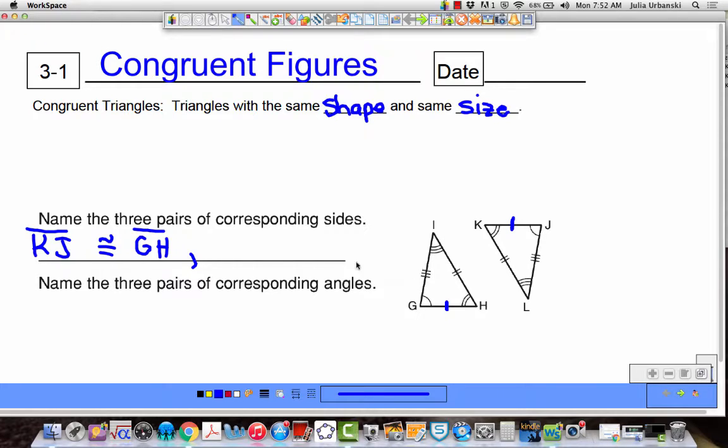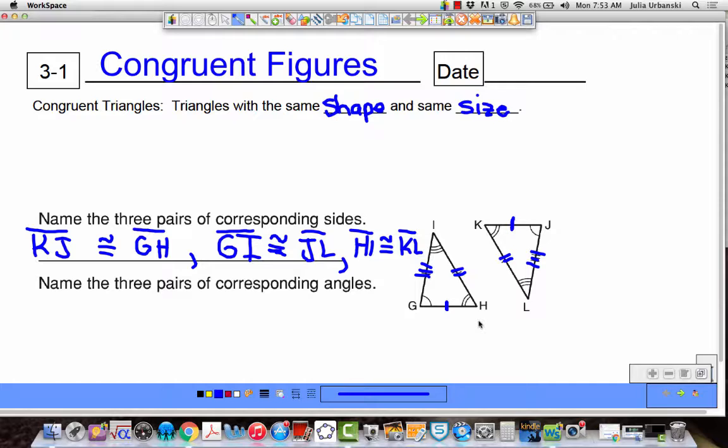GI has 3 markings. GI, 3 markings goes with. Which one over here is 3 markings? JL. And it doesn't matter which order you go in. You can say LJ. Alright, so we did these 2, so what's left? IH is congruent to KL. And you do have to be careful about those markings because on some of the problems we're going to have this week, they're going to try to trick you, and make it not necessarily have matching marks.